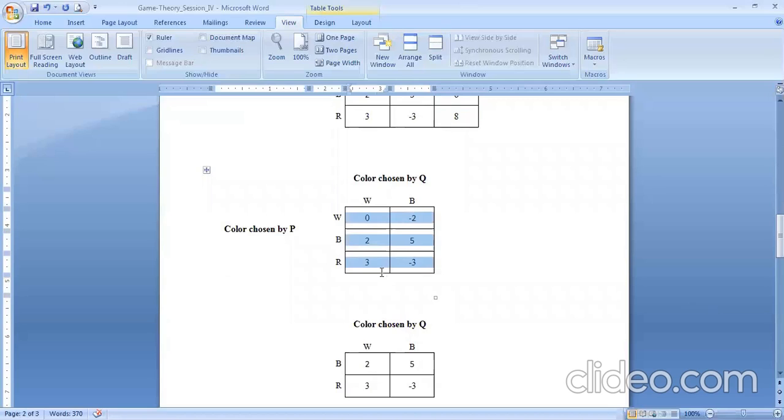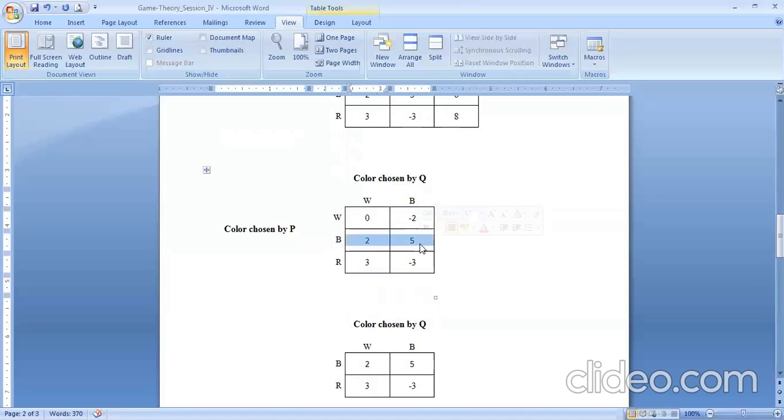Then again we have to check the comparison, meaning dominancy row wise. Let us compare the first and second row. The 2 is greater than 0 and 5 is greater than minus 2. Means the bth row is superior. The first row is inferior compared to the bth row. The bth row is the superior.